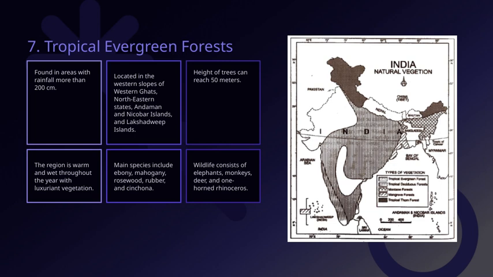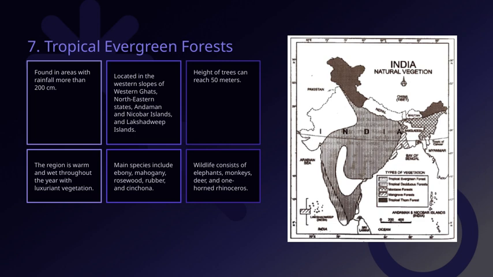These areas are characterized by warm temperatures and high humidity throughout the year, which supports the dense and luxuriant vegetation you see here. Some of the key tree species include ebony, mahogany, rosewood, rubber, and cinchona. These are not only important ecologically, but also economically. The trees can grow quite tall, reaching heights of up to 50 meters, which adds to the towering forest canopy.